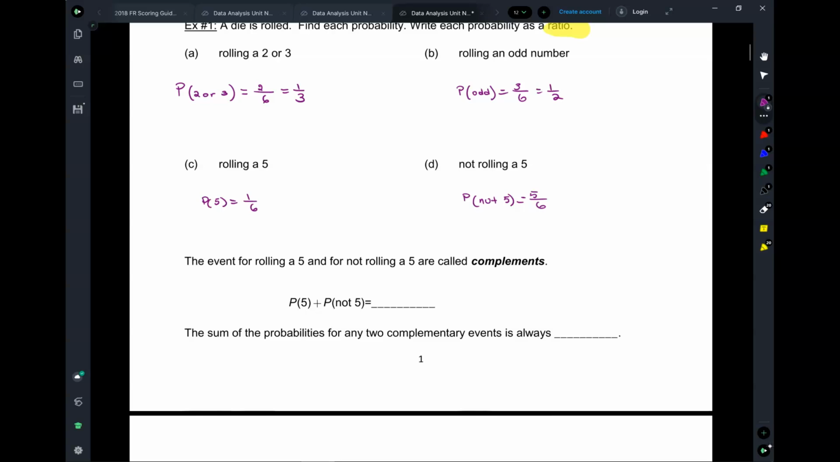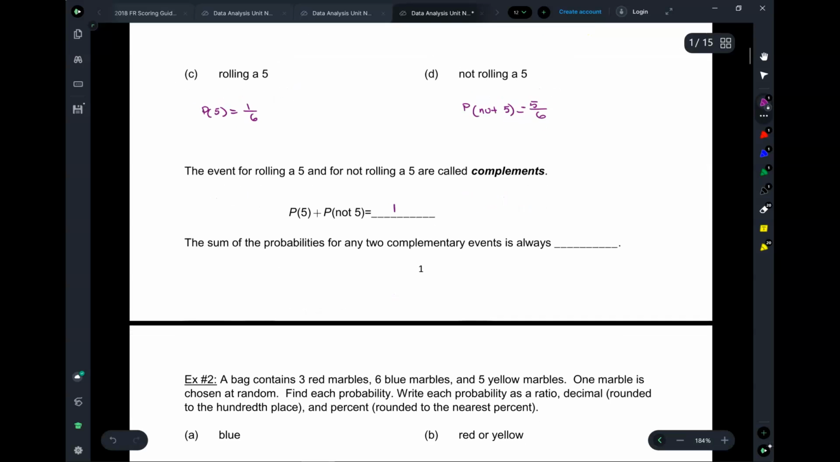So when you roll a die, the probability that you're going to get a 5 and that you're not going to get a 5 are complements, right? The events of rolling a 5 and not rolling a 5 are complements, because the probability of rolling a 5 plus not rolling a 5 is what? 1. It's 1 over 6 plus 5 over 6, 1. Because there is no chance it's going to be anything else. You're either going to get a 5 or not going to get a 5. That means the sum of probabilities for any two complementary events is always what? 1.